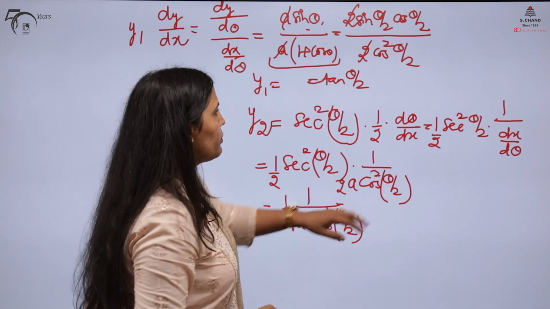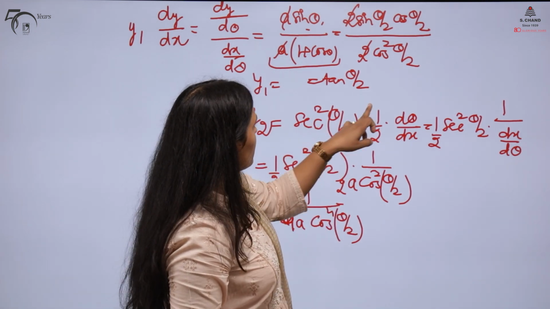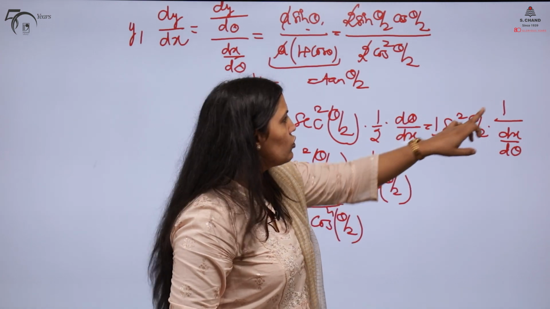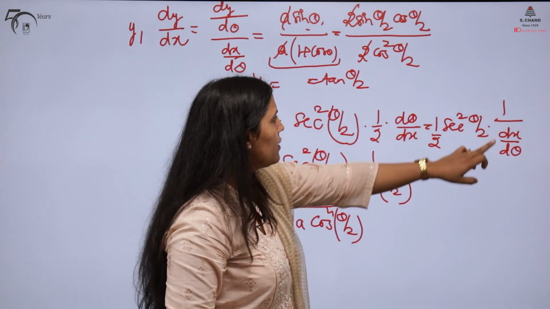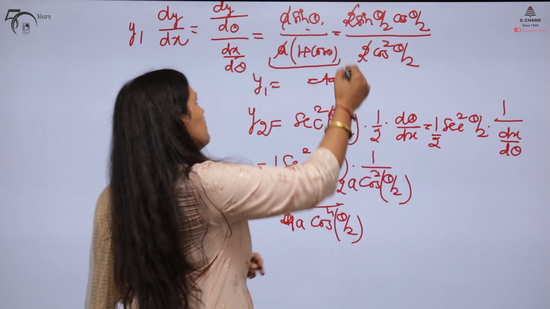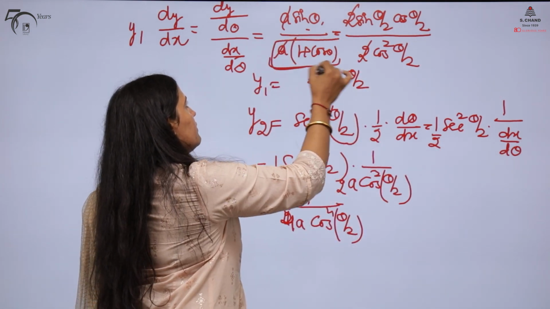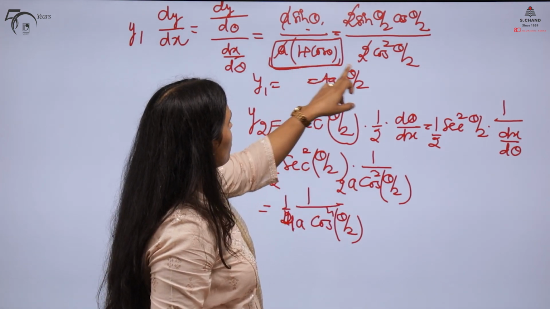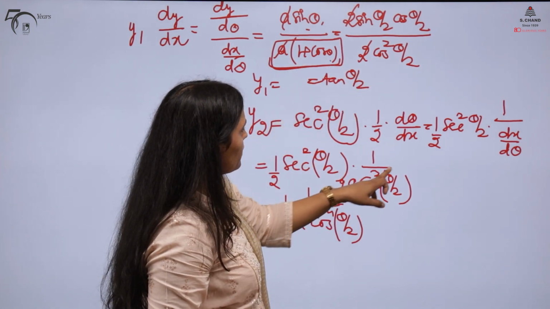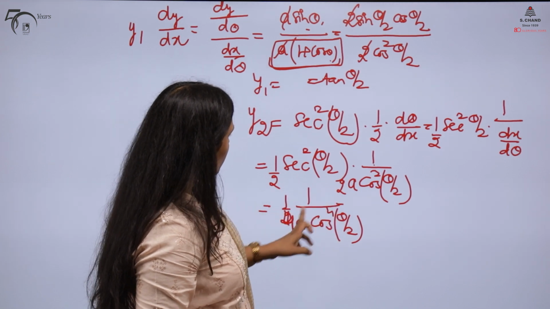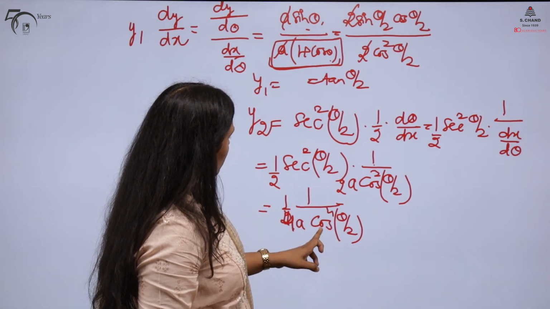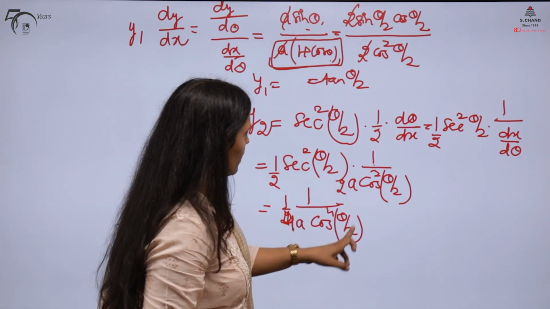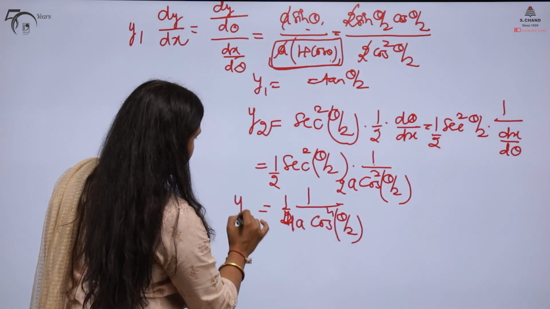This step you write carefully. So, I will explain. This is secant square theta 1 upon 2 d theta by dx. So, d theta by dx you can write as 1 upon dx by d theta. Dx by d theta is this one. So, it is a(1 plus cos theta), and 1 plus cos theta you can write as 2 cos square theta by 2. So, 1 upon 4a outside, then 1 upon cos to the power 4, because 2 from this 1 upon cos square, ultimately this is your y2.